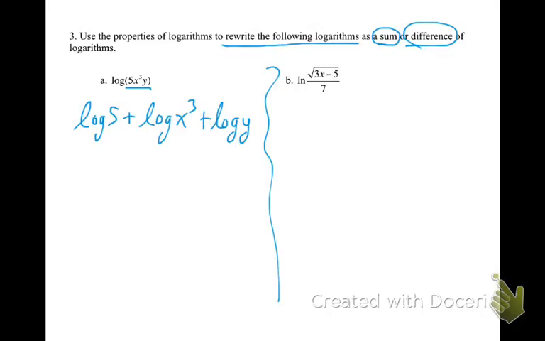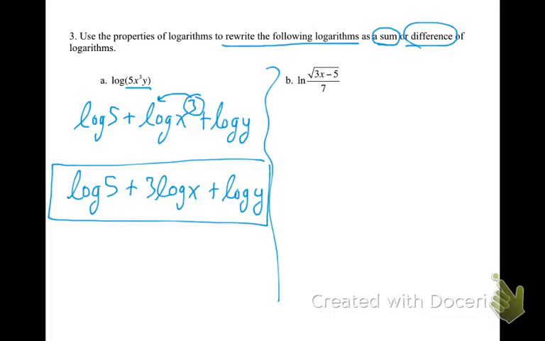I can also apply the exponent property to bring that exponent in front of that log x to give me log 5 plus 3 log x plus log y. And there's my sum of logarithms. In letter B, we have a fraction, so we're going to be using the division property. And notice we also have the square root. And remember from last year, square roots can be represented with fractional exponents. It's going to be 1/2 as an exponent. So there actually is an exponent property we're going to be applying here.